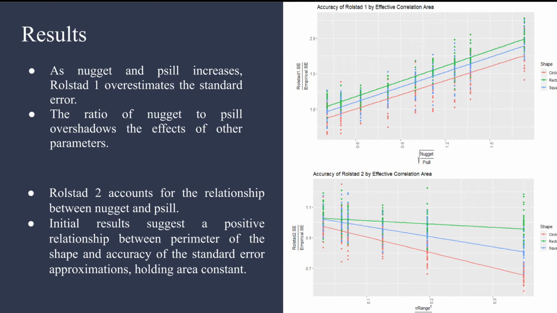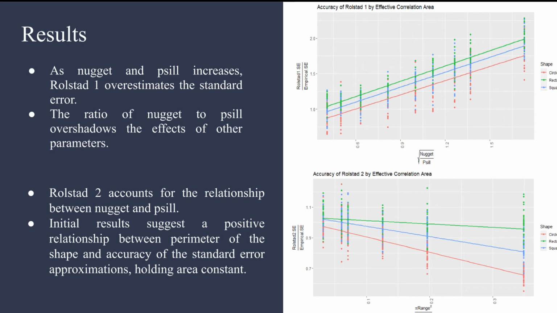As demonstrated in the top plot, as nugget and sill values increase, Rolstad 1 increasingly overestimates the standard error. Additionally, the ratio of nugget to sill overshadows the effects of other parameters. Ideally, we want the plot to have straight horizontal lines, demonstrating that the accuracy of the approximation would not vary with different parameter values. This plot ultimately confirmed our need for a new approximation method, one where the accuracy of the approximation does not vary significantly with changing parameter values.